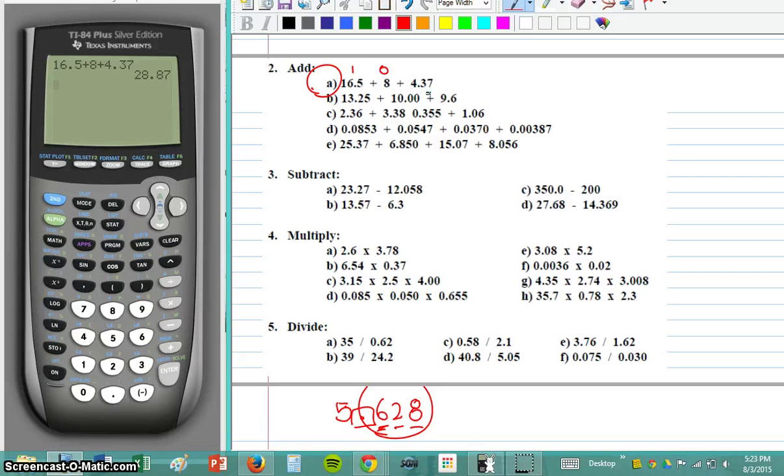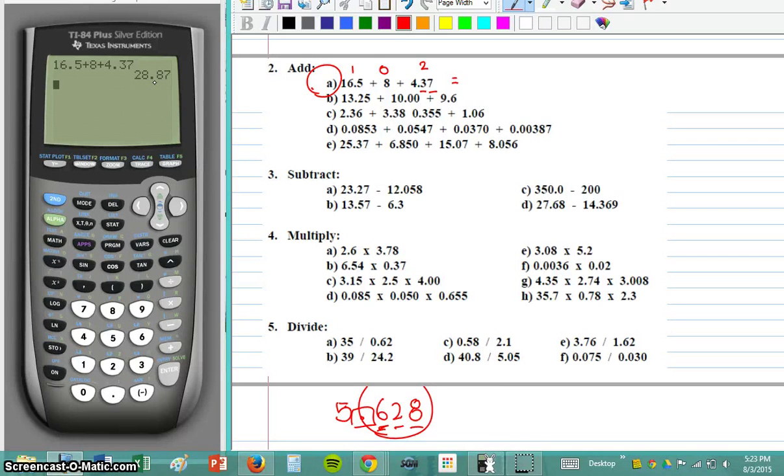4.37, how many decimal places does this number have? This one has 1, 2 decimal places. So we have 2. We're always going to look at the smallest one: 1, 0, and 2. 0 is the smallest one. And so that means your final answer will also have 0 decimal places. A little bit different than what we learned before for multiplication and division.